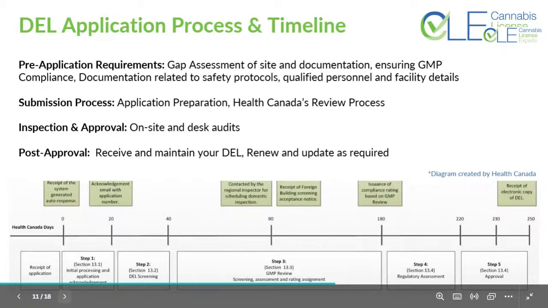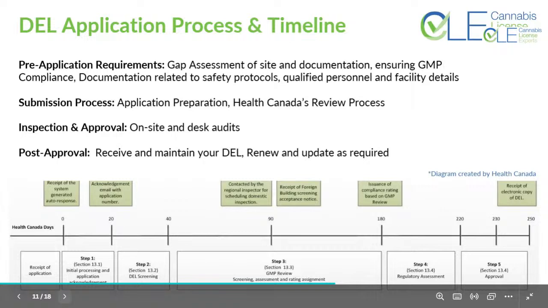So once you've done your pre-application, then it would be preparing your application, Health Canada going through their review process. Then Health Canada will come on site, do an inspection, provide a report of anything that needs to be improved, or again, left alone because you're doing it perfectly. They'll also do a desk audit, not just the facility, to go through your documentation, good production or good record keeping practices, all that wonderful stuff. Then you will receive your Dell.